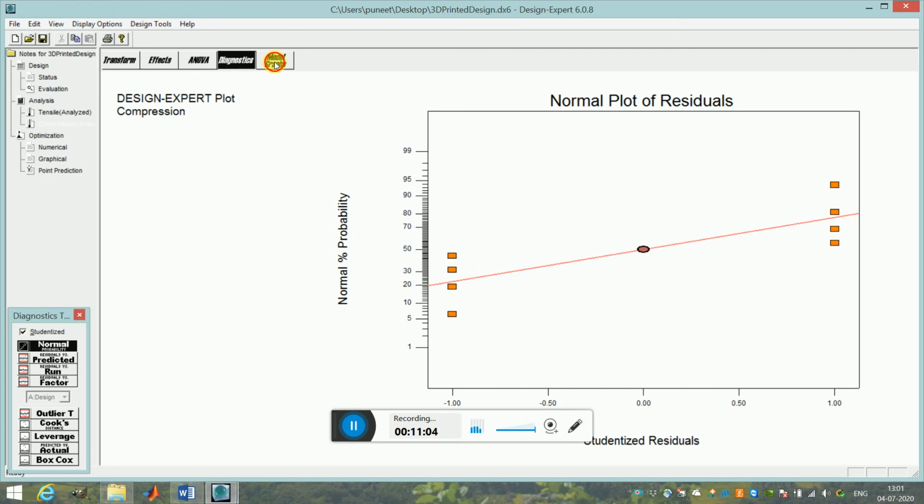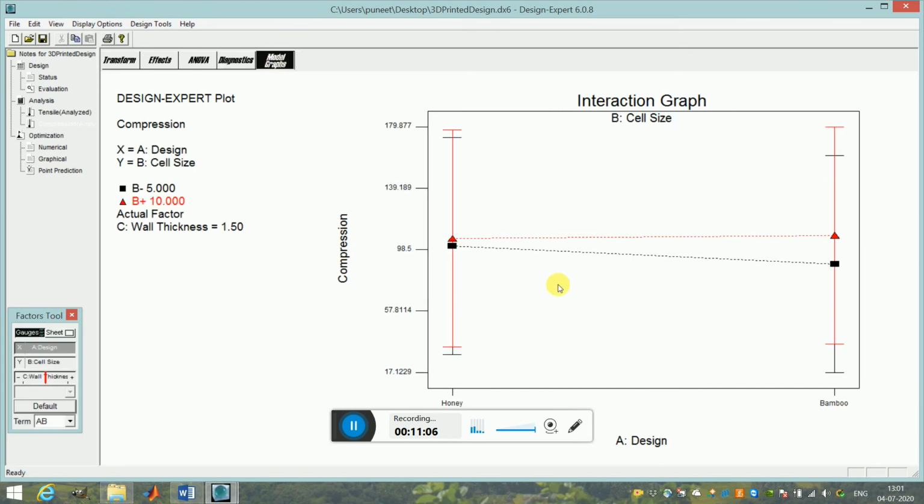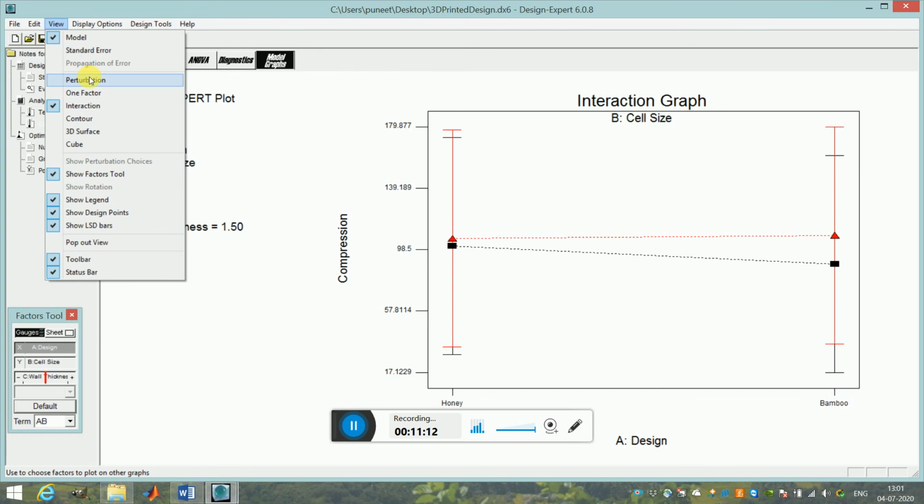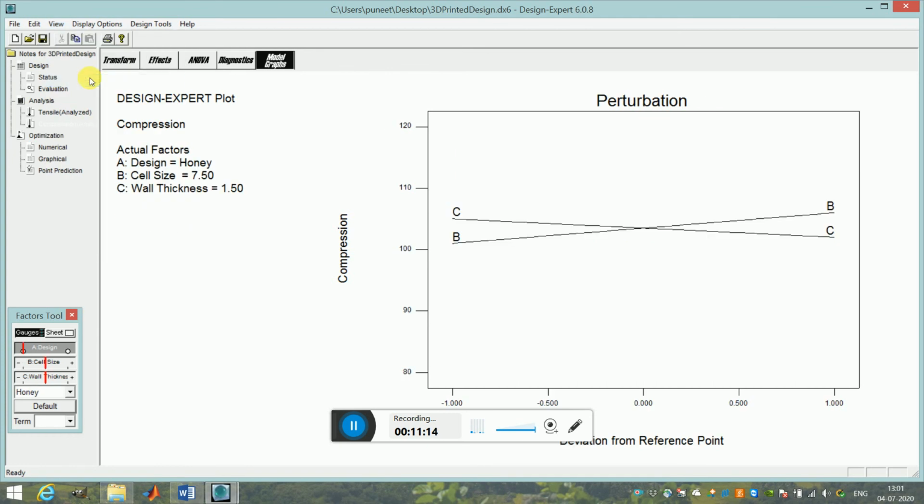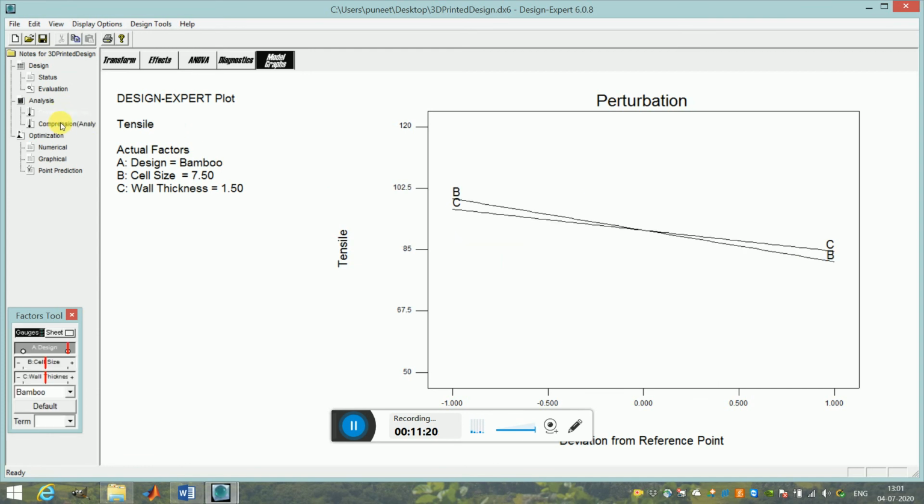Then you go to model graphs. Here you have interactions, and you can change them here. Then you can go to view for perturbation. So this is all in one graph, the perturbation. Okay, now the analysis is done for tensile and compressive.